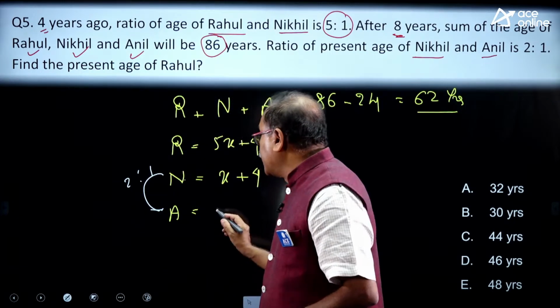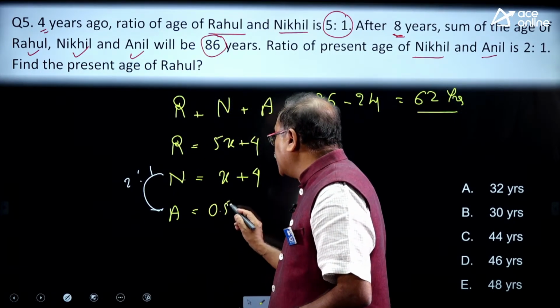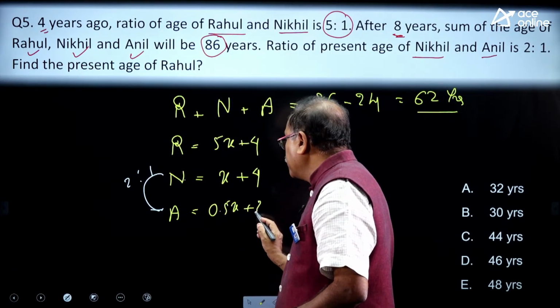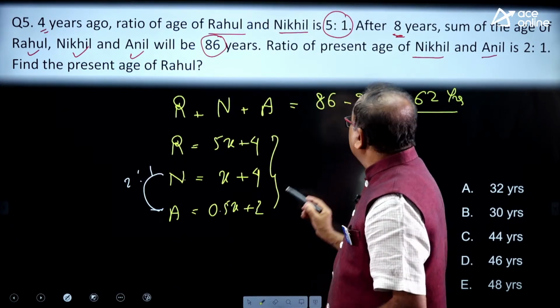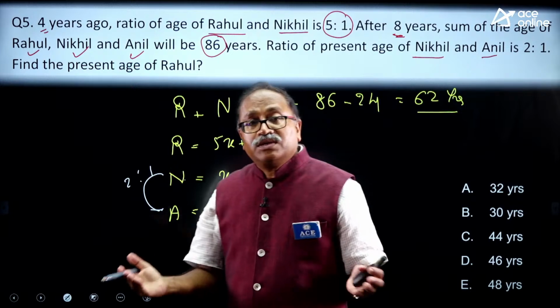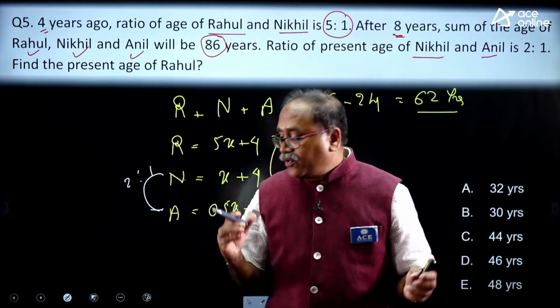So write down this one as 0.5x plus 2. And what is the total of this? All this total is equal to 62 years. You can find it out.